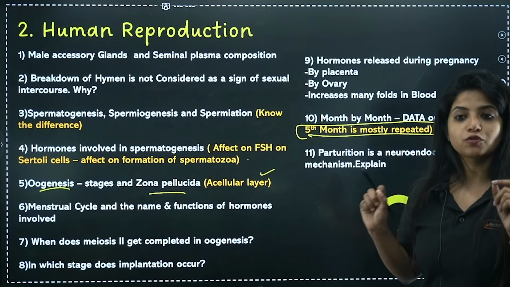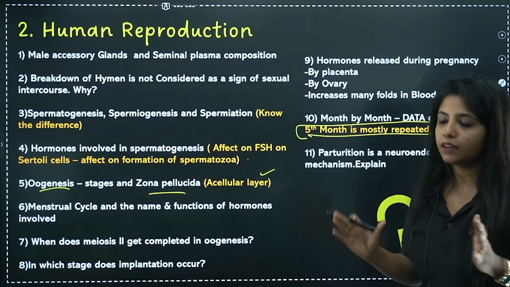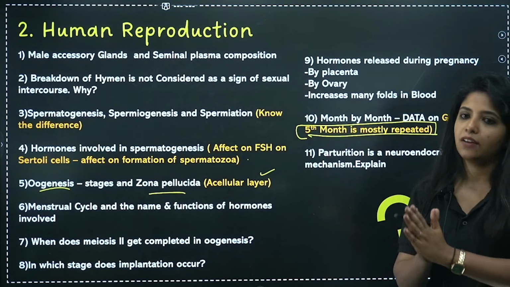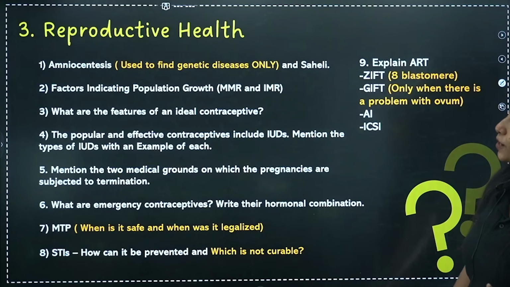So these questions that I'm showing you, I cannot say 1 or 2. It's biology. So basically, we have to practice these questions. And when we do that, we get marks. The next is the reproductive health chapter.